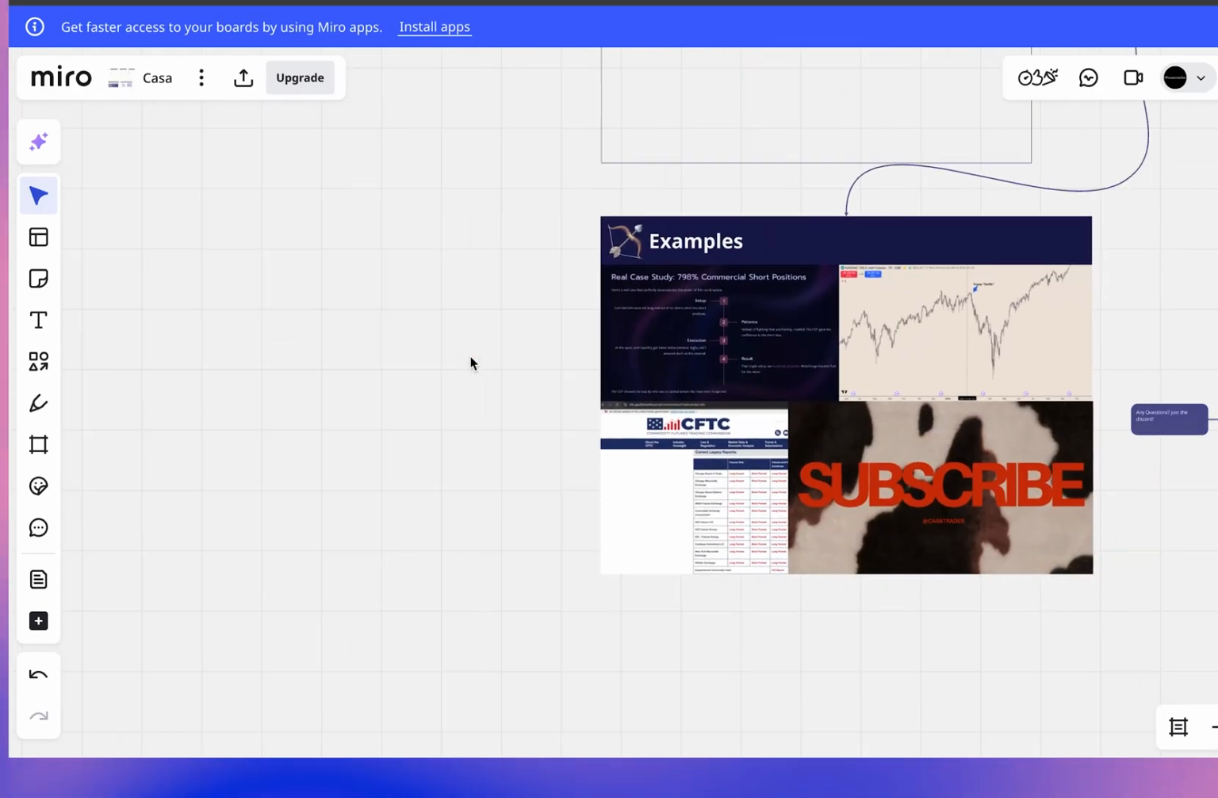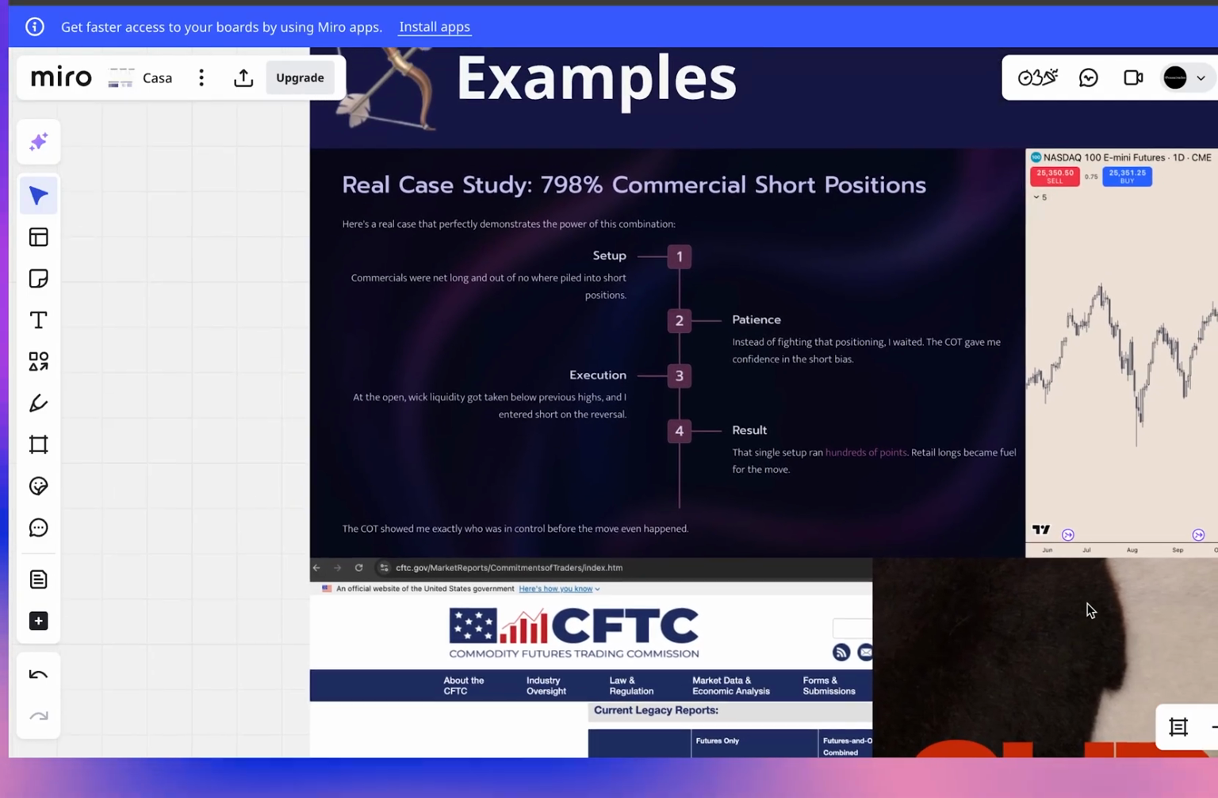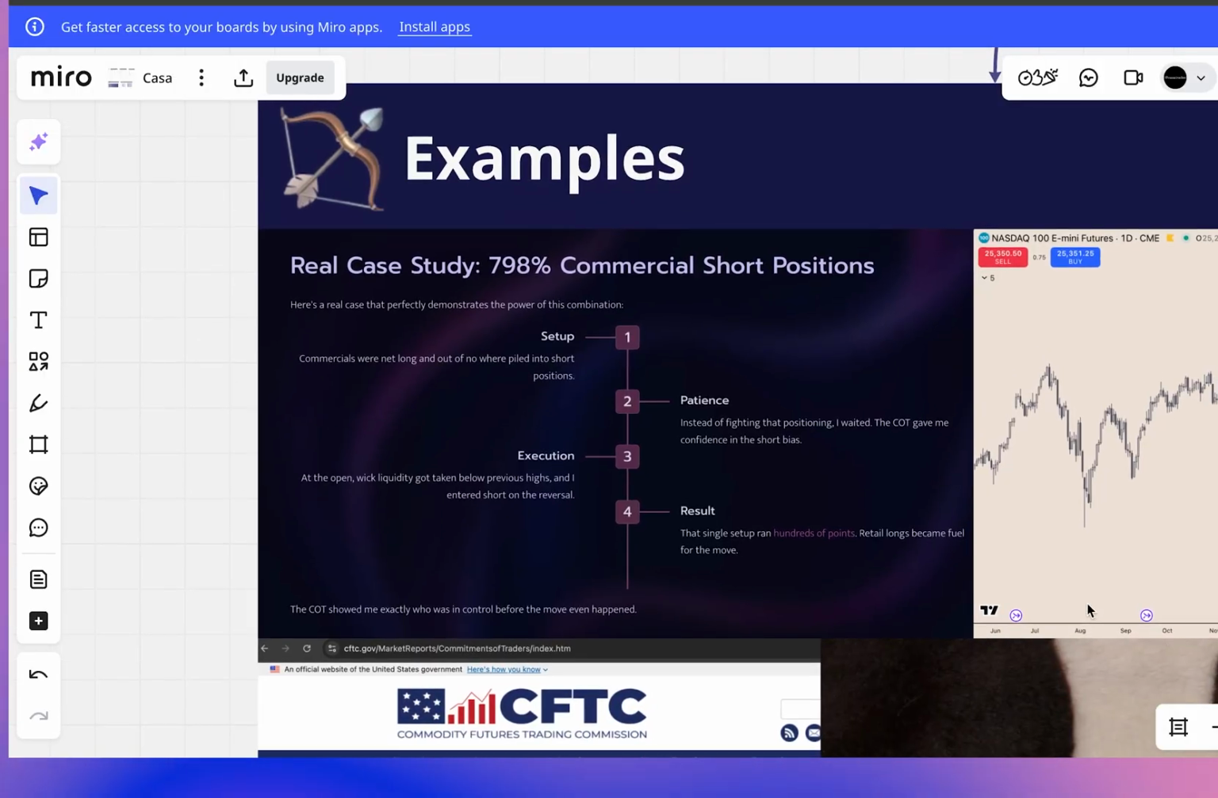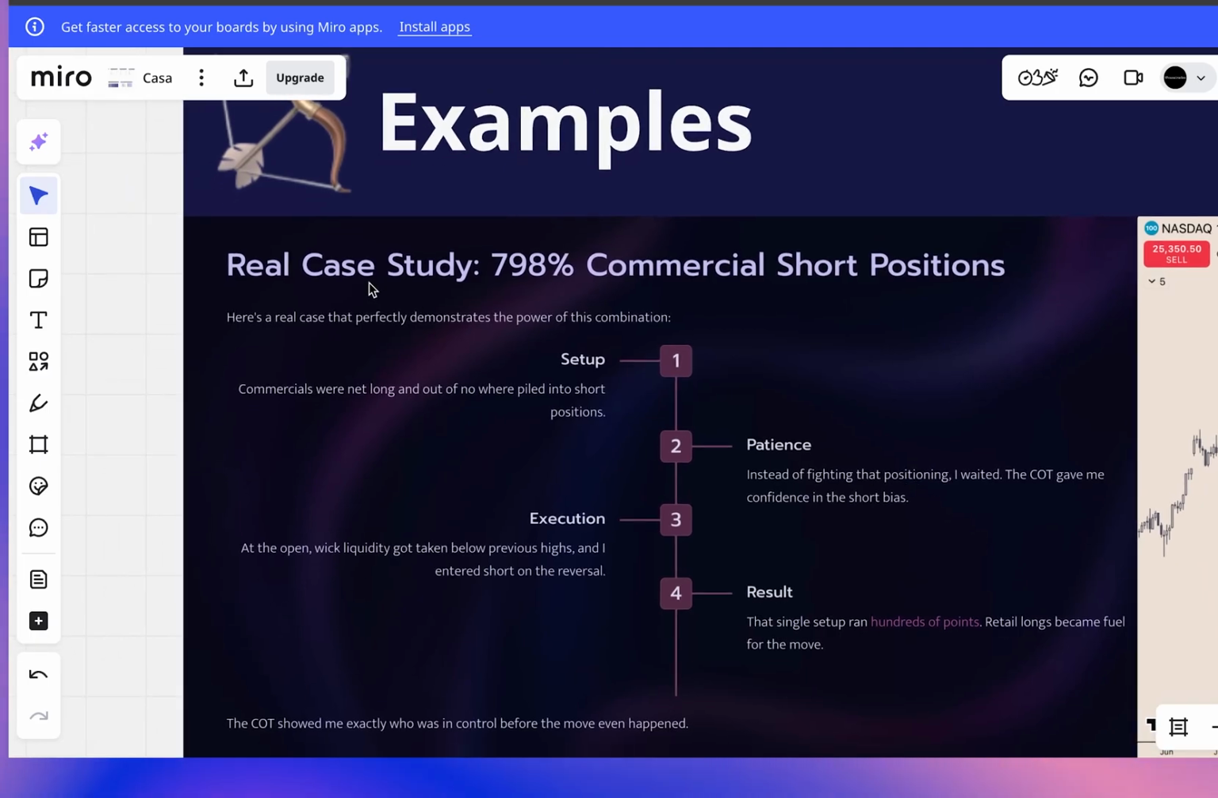And then next we have a live example. FYI, we have two examples actually. We have an example that played out today. And today is currently Friday. It's October 10th. So we're going to be diving into both of them. So this is a real case study.